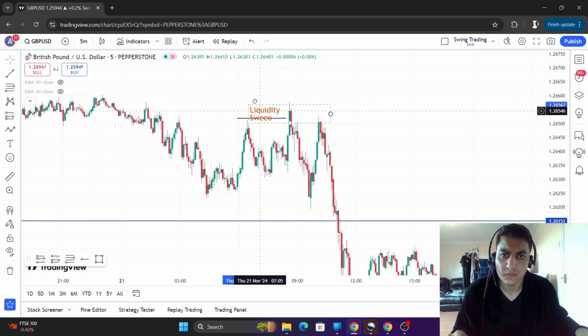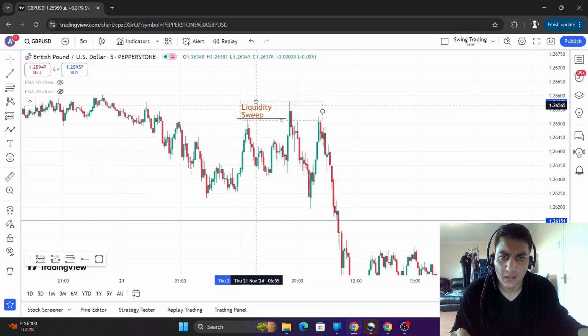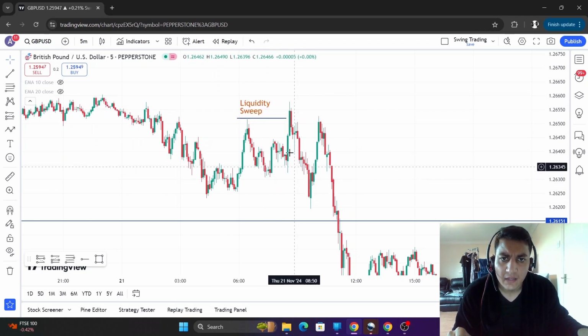So this is your liquidity sweep. This is your liquidity sweep right here. Like that, right? Price aggressively moves down, and this is during New York, right?